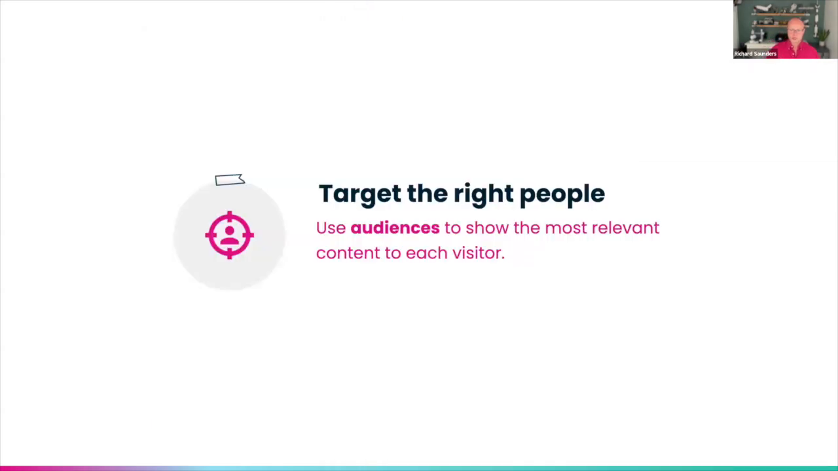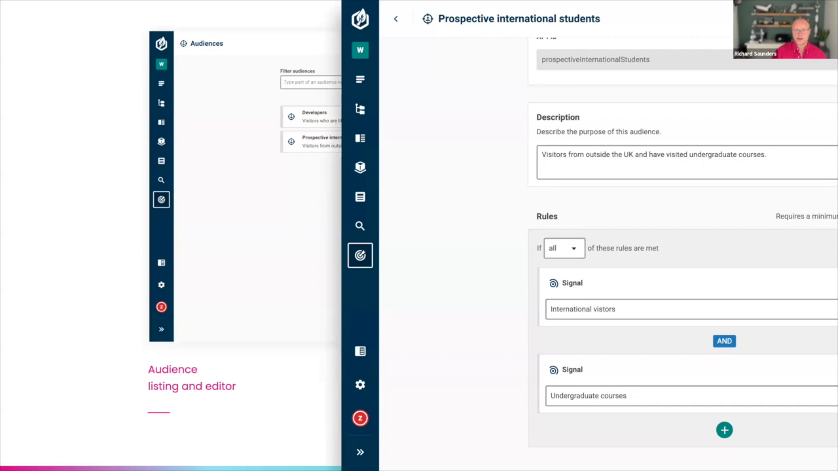So we've got signals, we've got custom attributes. Then we need to be able to target the right people. So we use audiences to show the most relevant content to each visitor. And to do that, we have an audience screen where you can create and define audiences based on a set of rules, based on a set of signals.